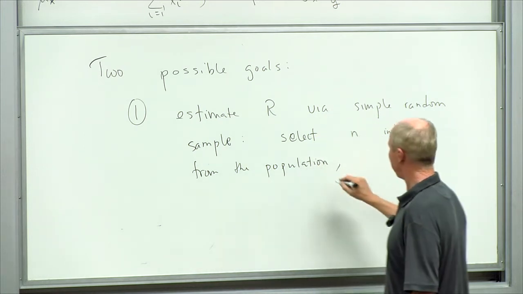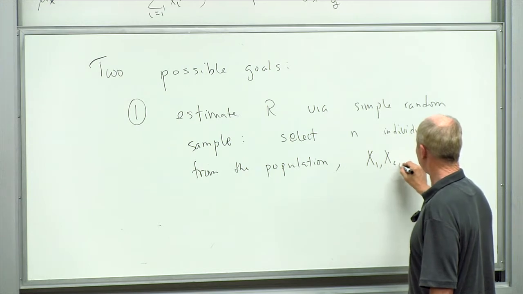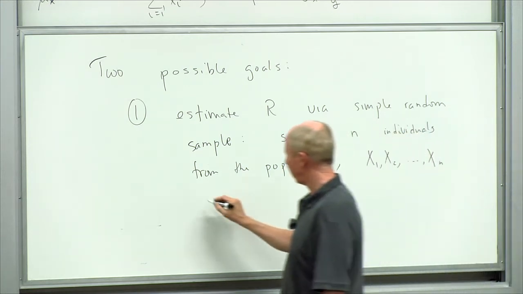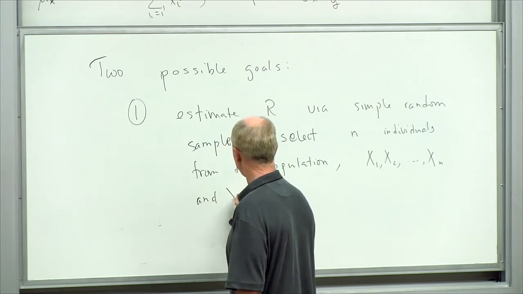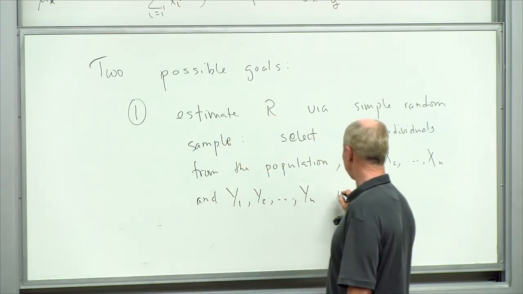Select n individuals from the population, capital X1, capital X2, through capital X sub little n, and capital Y1, capital Y2 through capital Y little n will be there.